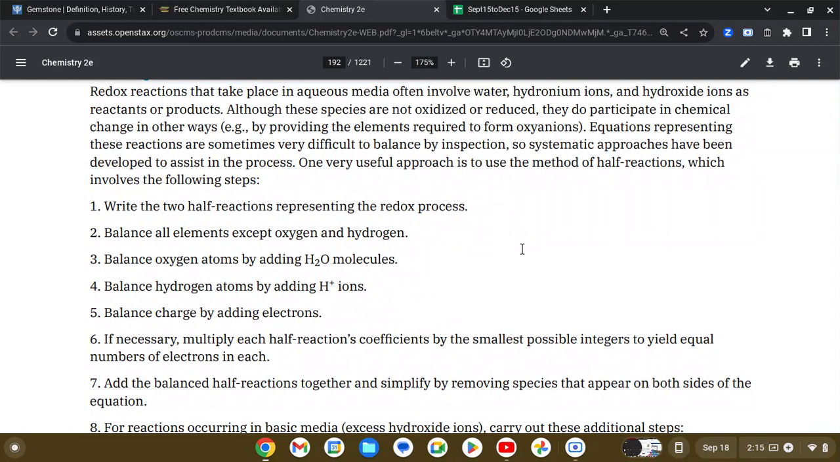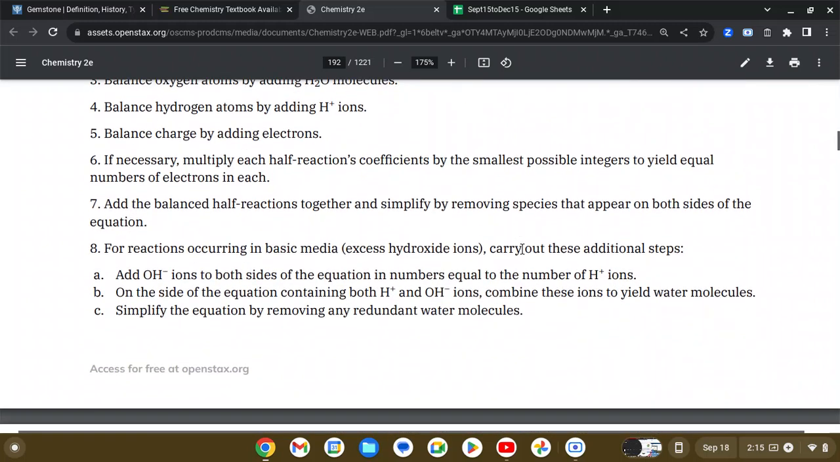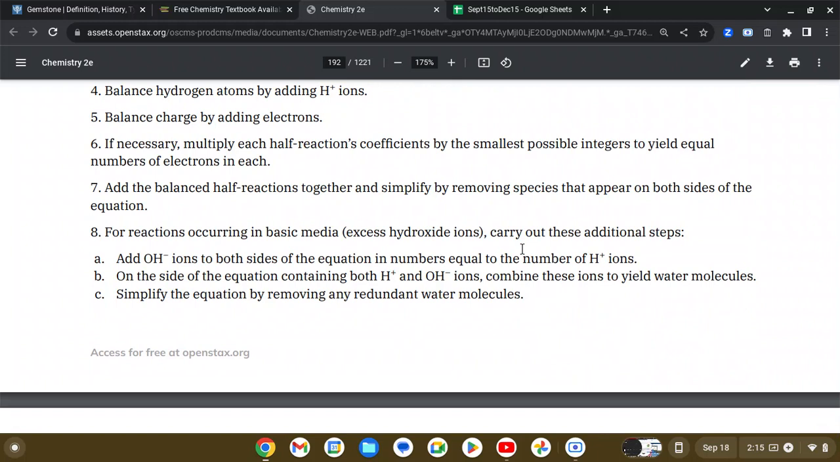One very useful approach is to use the method of half reactions, which involves the following steps. 1. Write the two half reactions representing the redox process. 2. Balance all elements except oxygen and hydrogen. 3. Balance oxygen atoms by adding H2O molecules. 4. Balance hydrogen atoms by adding H+ ions. 5. Balance charge by adding electrons. 6. If necessary, multiply each half reaction's coefficients by smallest possible integers to yield equal numbers of electrons in each. 7. Add the balanced half reactions together and simplify by removing species that appear on both sides of the equation.